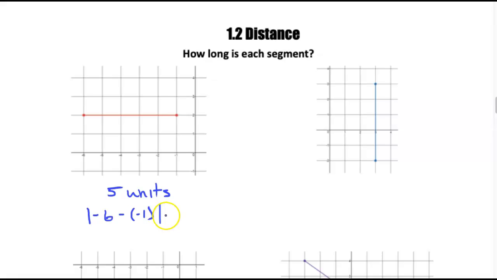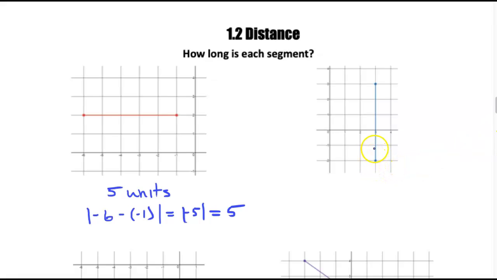So -6 minus a -1 is going to be -5. And the absolute value of -5 is 5. So that's how you do it computationally. Okay, here it's easy enough, we can count those.